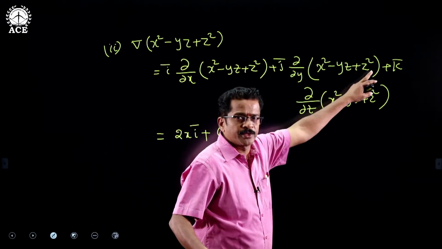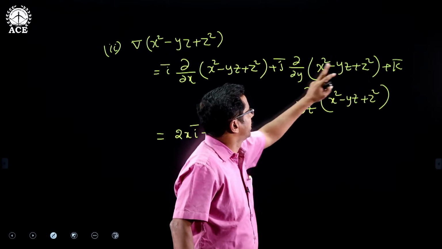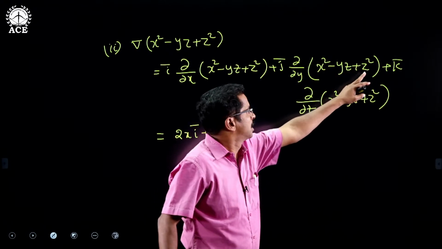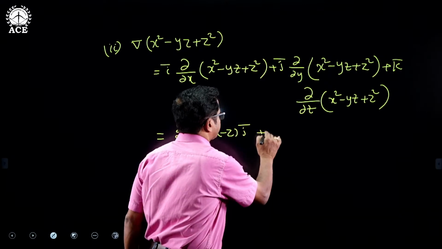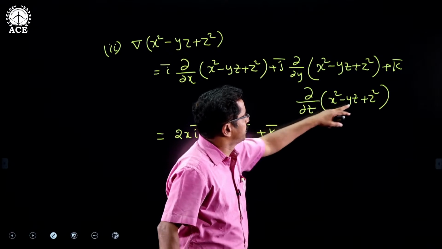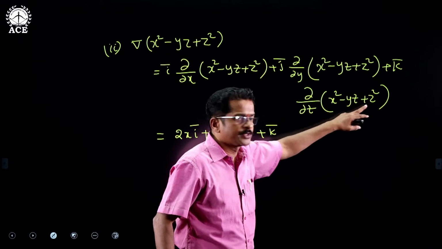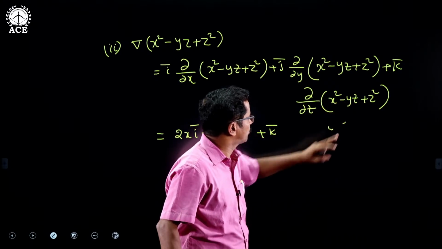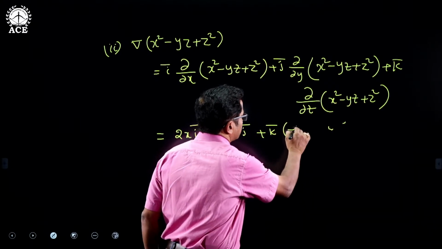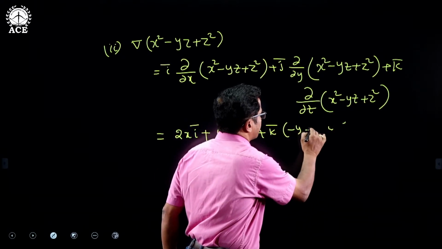Last one, z square, is treated as a constant, which is independent of the y term. So dou by dou y of z square is going to be 0, plus k bar into dou by dou z of this. In this we have two terms with z. Differentiation of minus yz is minus y, the z term is going to be 1, and z square differentiation is 2z.